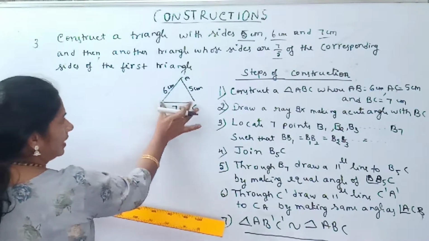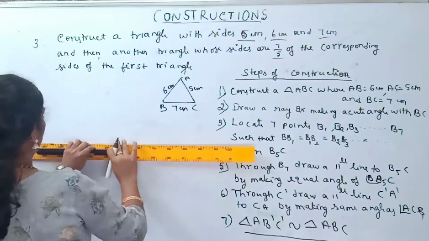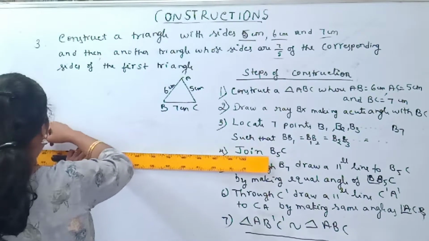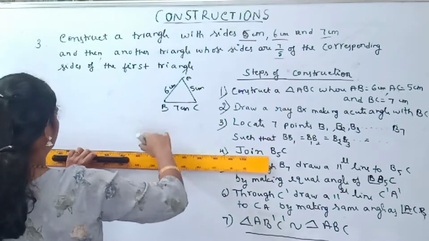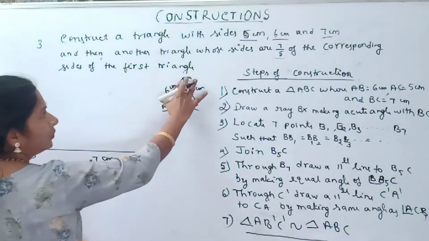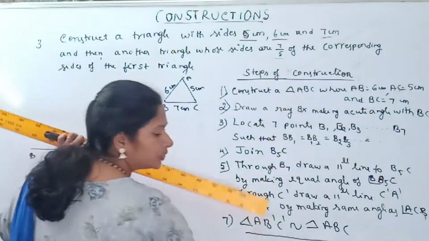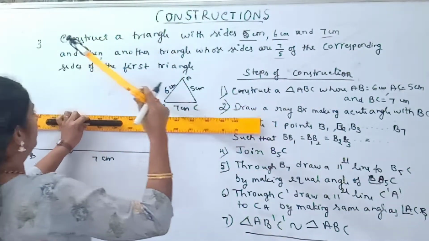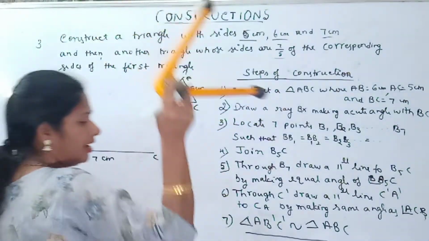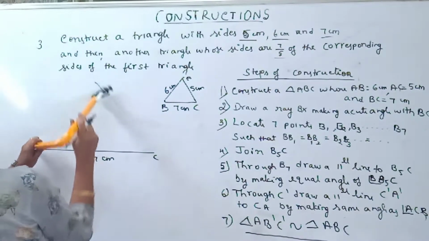First, let us construct base of a triangle BC equal to 7 cm. So first draw a line segment BC equal to 7 cm. Now we have to construct a side AB equal to 6 cm. So what we have to do? Take compass and take 6 cm as measurement. Keep your compass on point B and draw one arc like this.